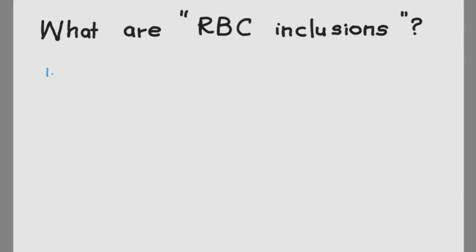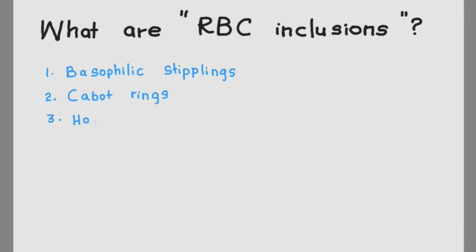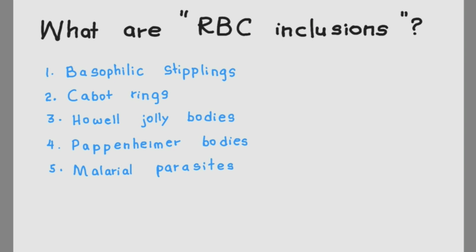Let's see what the types of red cell inclusions are. First one, basophilic stipplings, Cabot rings, Howell-Jolly bodies, Pappenheimer bodies, malarial parasites, nucleated RBCs, and the last one is Heinz bodies.